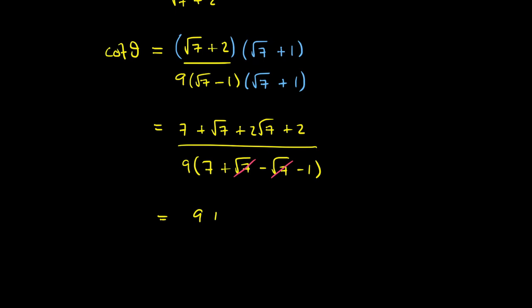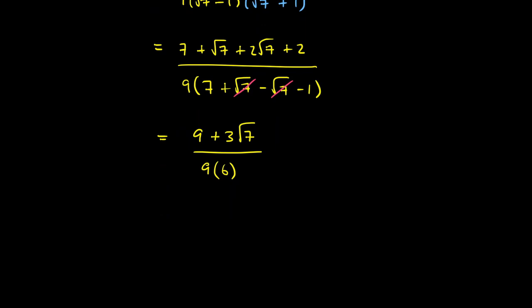Root 7 plus 2 root 7 is 3 lots of root 7. And on the bottom, we've got 9 times 7 minus 1, my goodness, 7 minus 1 is 6, isn't it? Okay. And then I think we can divide top and bottom by 3. So if we do that, we will get 3 plus root 7. And if I divide the 9 by 3, I get 3. So then 3 times 6 is 18.